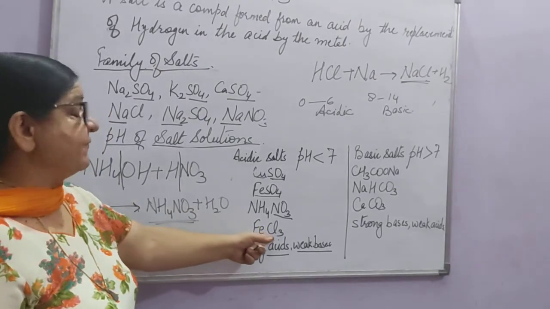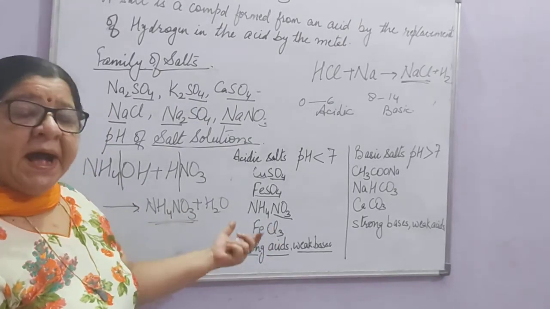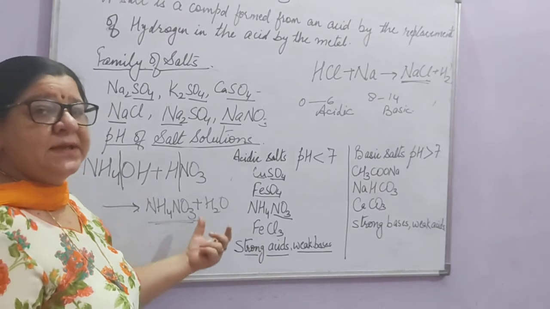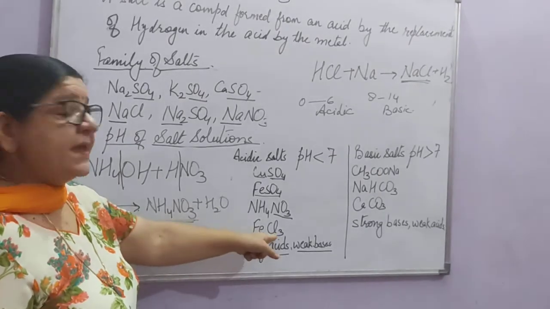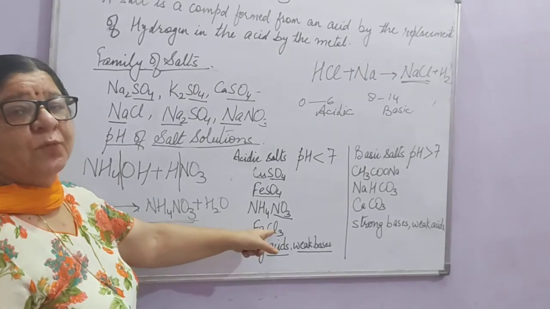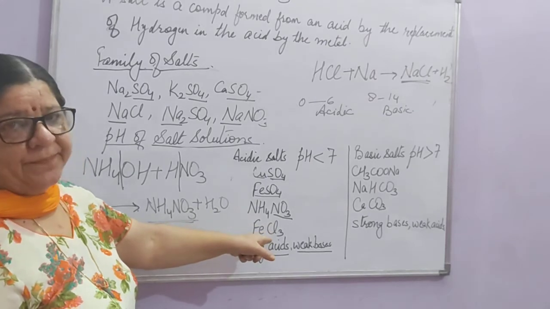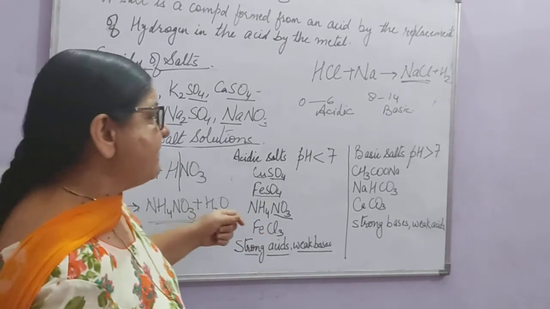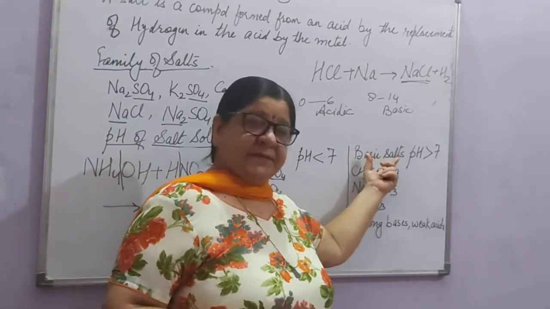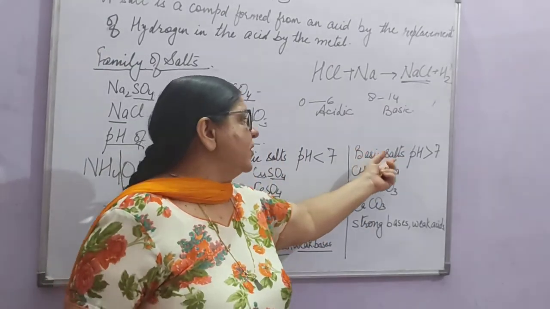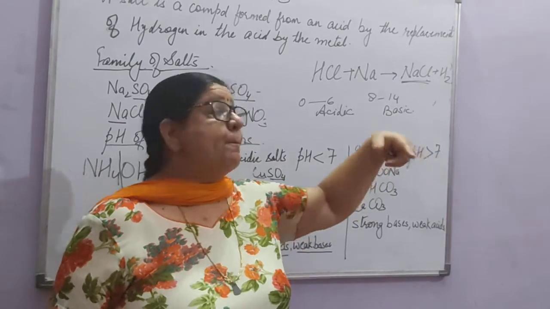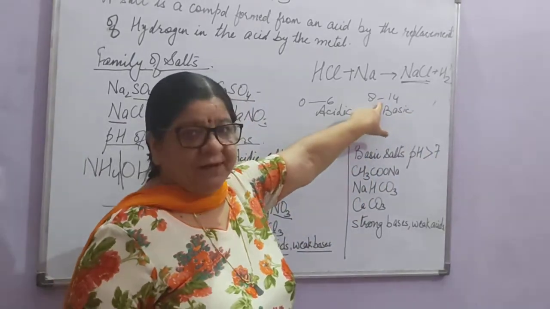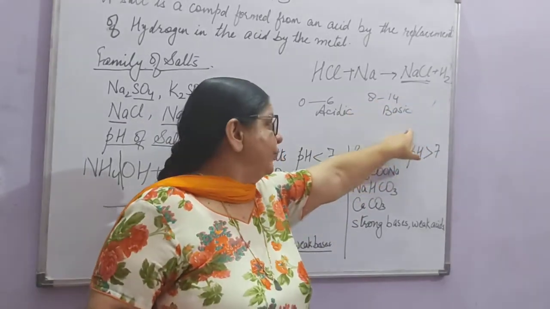Same way FeCl3. Iron hydroxide is a weak base. Cl means it is reacting with HCl, right? Which is a strong acid. Same way if we talk about the basic salts, they have pH more than 7, in between 8 to 14.